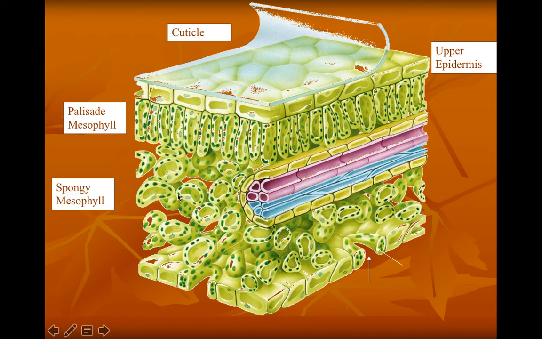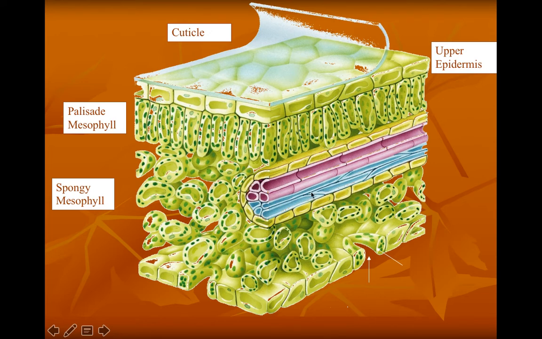And then down here is the spongy mesophyll. You can see it's much more loosely packed, with lots of gaps, lots of empty spaces between the cells. Again, that's because gas exchange is going to happen here. There's a bit more space for air to freely circulate around these cells for that gas exchange.